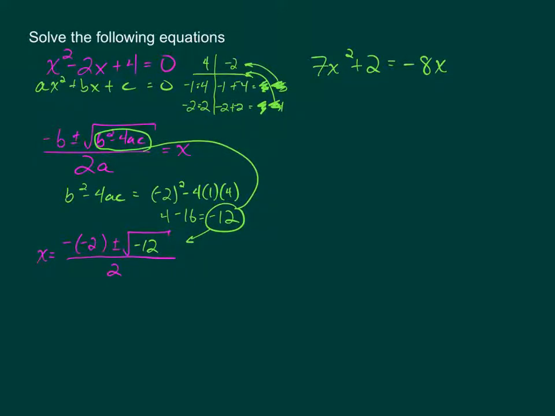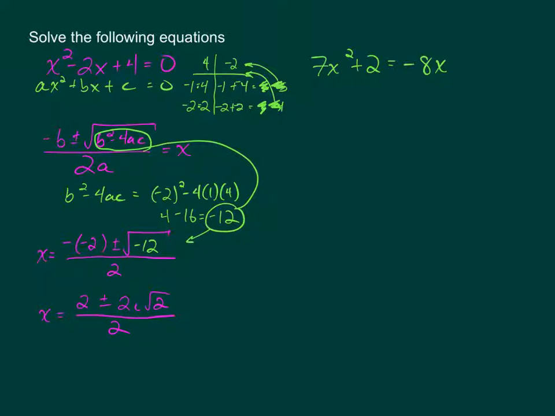And now it's time to simplify this monstrosity. The first thing you should do is simplify this square root. When you simplify the square root, the negative will come out front as an i. The 12 will break down into square root of 4 times square root of 3, and the square root of 4 ends up being 2. So this will be positive 2 plus or minus 2i square root of 3, all over 2.